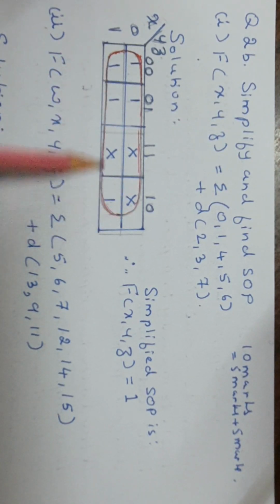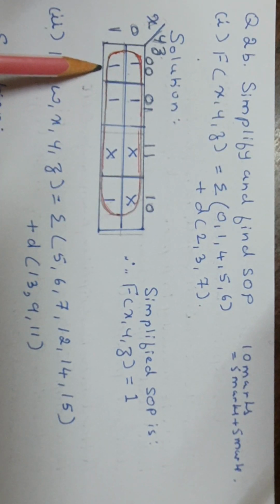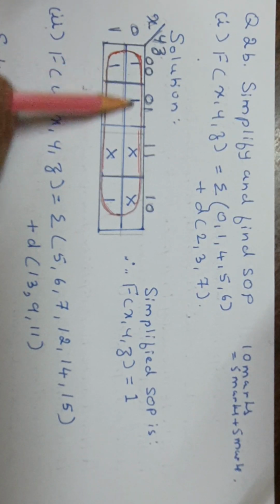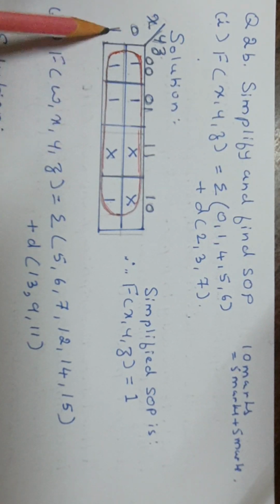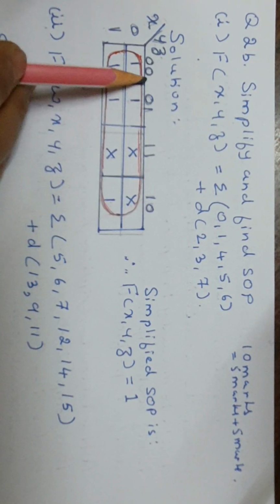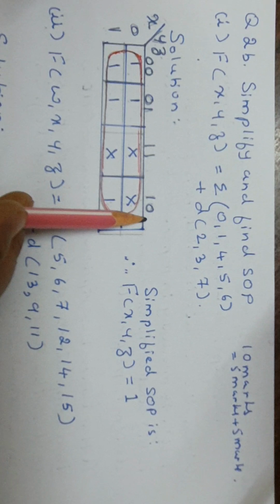Hence it's a group of 8 ones. It is an octet, that is the biggest possible. So all these 8 ones are covered in 2 rows. Row wise, nothing is common. Covered in 4 columns. Column wise is also nothing common.